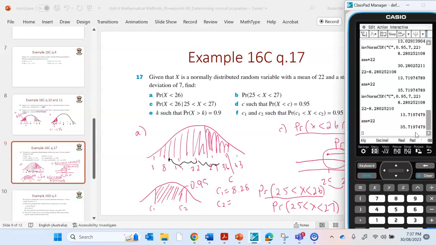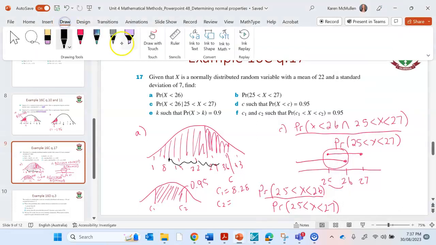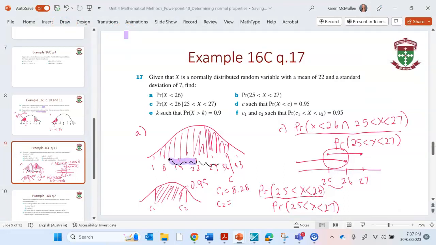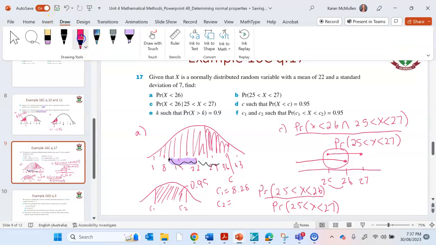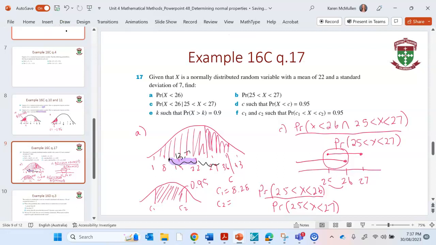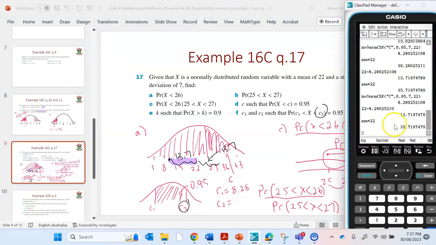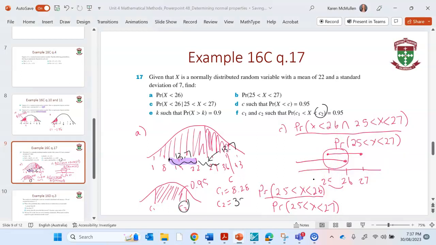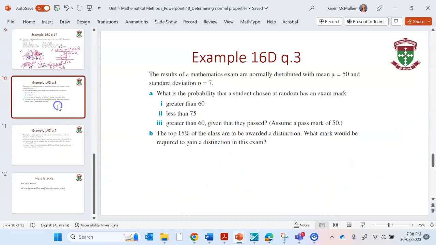So this distance here is your 13.7, which is the same as this distance here. We have to work out C2, because that is on the other side. So we just add the 13.7 to 22 and we get 35.72. A little bit harder when you're looking at the center. All right, let's move on. I'm just conscious of time.